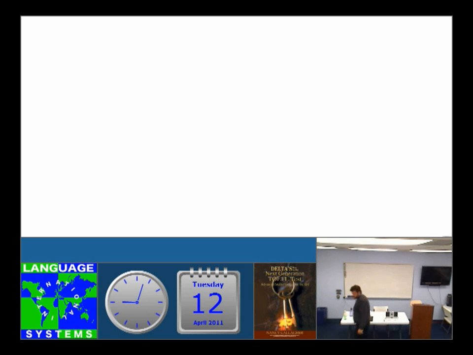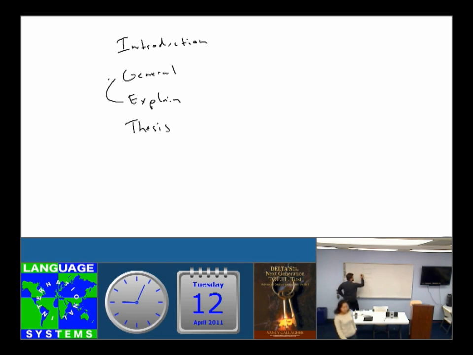All right. So what we're doing today is we are working on introductions, okay? And so real quick, let's look at this page here, this handout that says introduction on it. Basically, introductions go from general to the thesis, and usually there's an explanation in between of the general statements, right?